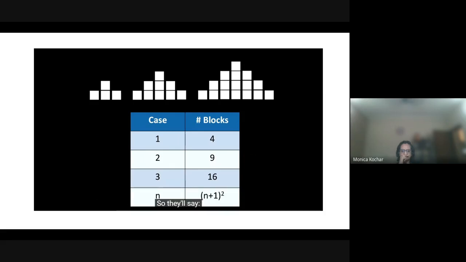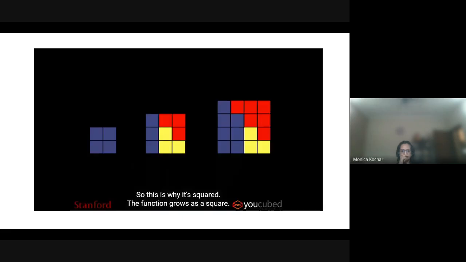So they'll say in the first case there's 4, in the second there's 9. They might stare at that column of numbers for a long time and say, if you add 1 to the case number each time and square it, then you get the total number of squares. But when we give it to students and teachers, high school teachers, and I'll say to them when they've done this, so why is that squared, do you think? Why do you see that squared function? They'll say, no idea. So this is why it's squared.